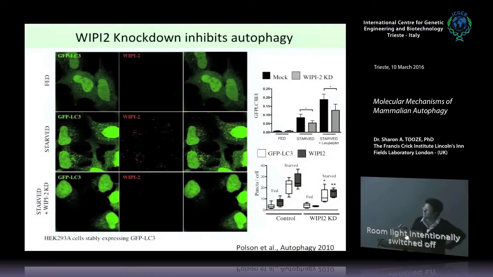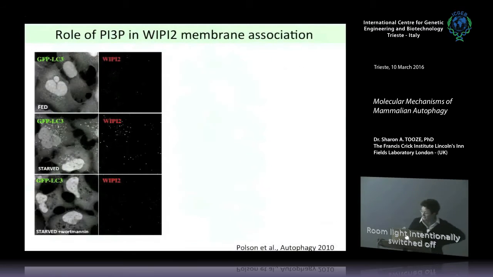What you see in the WIPI2 cells is these vesicles formed, which largely co-localize, but not completely, with LC3. If you knock down WIPI2, you see an inhibition of LC3 puncta, and that's quantified here. So WIPI2 is required for the production of these GFP-LC3 puncta. As I told you, it's a PI3P effector. So if you inhibit the production of PI3P using a drug called wortmannin, you see a decrease in the WIPI2 puncta. The result that you have a diffuse cytosolic protein, which suddenly becomes concentrated on the LC3 membrane, suggests it translocates from the cytosol to the site of the forming autophagosomes.